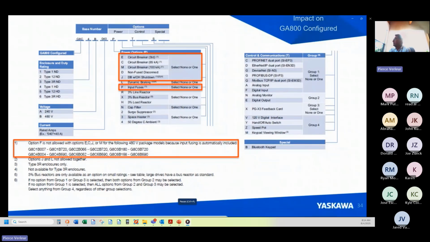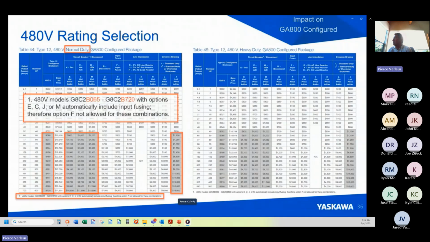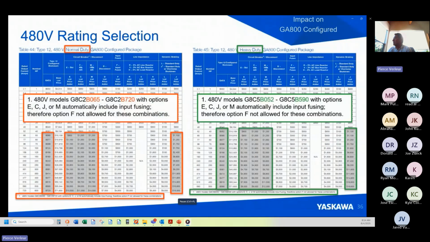Now this is not the case for 240 volt, because we all went through the 240 volt scenario, but it is the case for 480 volt, and we highlight in our tables where this is the case. It varies a little bit between Type 1, 12, and 3R. It also varies between normal duty and heavy duty, so just please be aware of that.